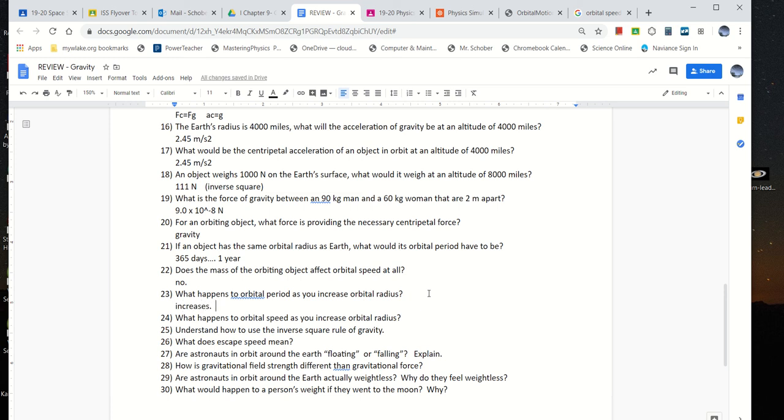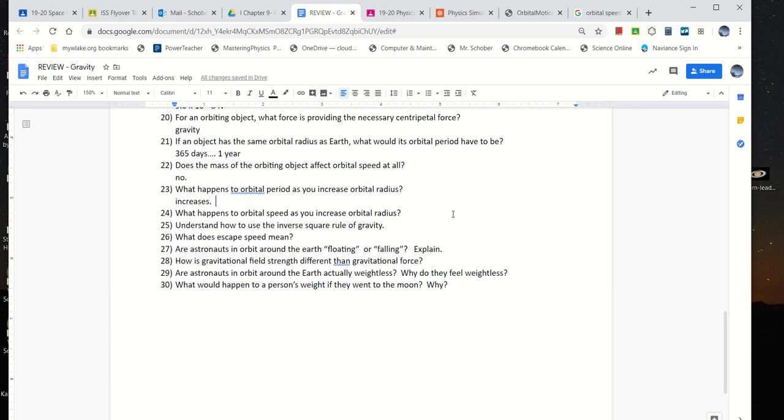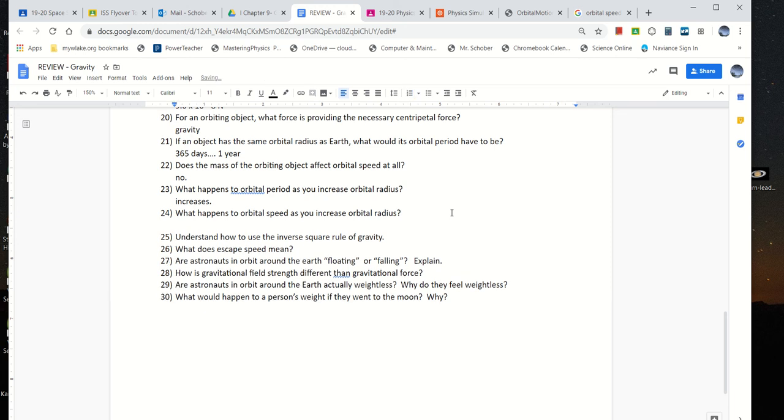Venus and Mercury, planets that are close to the sun, they have a shorter orbital period. It takes them less time to orbit the sun. Planets that are further away, Mars, Jupiter, Saturn, take a longer amount of time. Mars takes a year and a half. Jupiter is like 11 years. Saturn is 30 years, and so on and so on. Increased orbital radius also means increased orbital period by that squared cube rule. What happens to orbital speed as you increase orbital radius? Orbital speed decreases as we increase orbital radius.